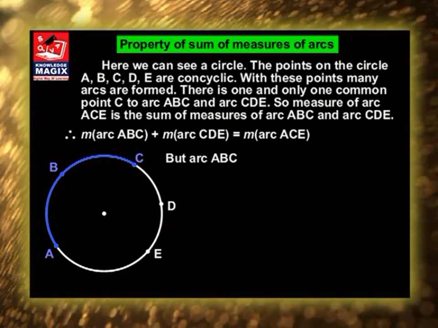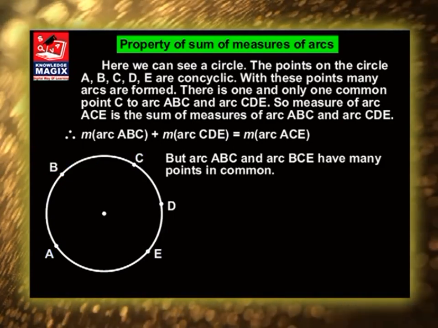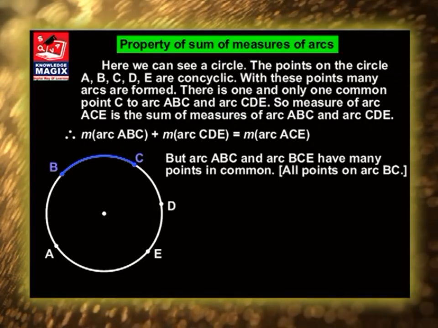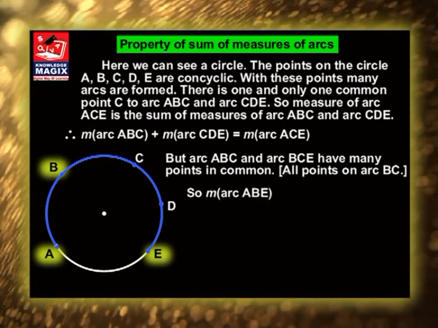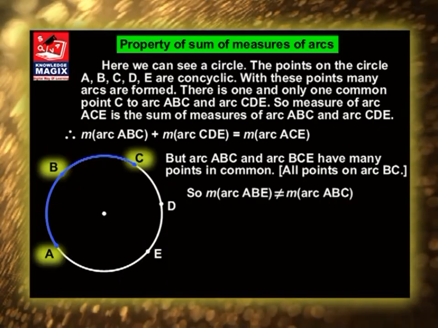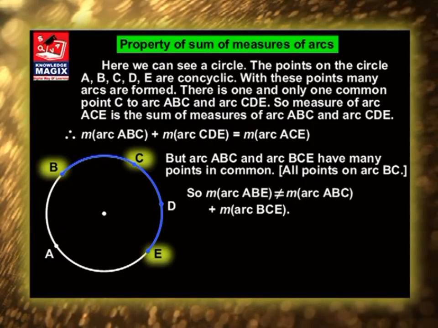But arc ABC and arc BCE have many points in common, all points on arc BC. So, measure arc ABE is not equal to measure arc ABC plus measure arc BCE.